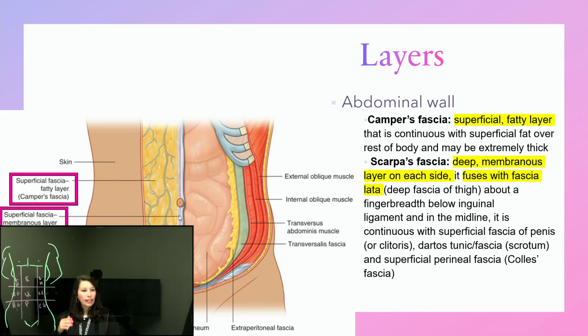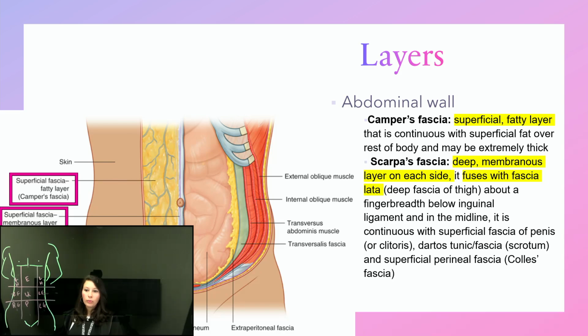Now, deep to the Camper's fascia, we have Scarpa's fascia. And this one, like I said, is deeper. It's a membranous layer. It's going to be located on each side. And it's typically going to be fusing with the fascia lata, which is a deep fascia that comes from the thigh. When you get into the thigh region, you're going to see it.